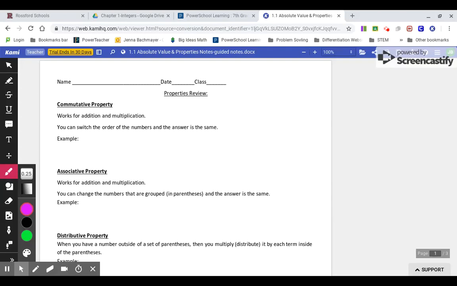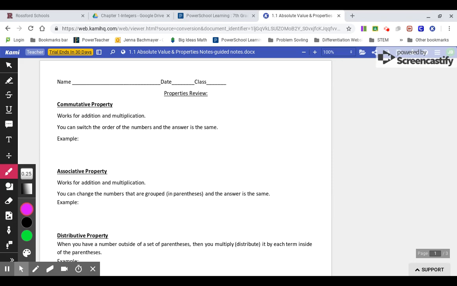Hi guys, today we are starting on properties review and section 1.1 of notes. So we are going to talk about commutative property. Commutative property, as we know from the past, works for both addition and multiplication. It does not, however, work for subtraction and division, so keep that in mind. It allows you to switch the order of the numbers and the answer is going to remain the same.